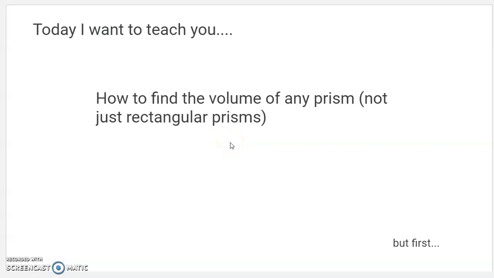What is up, y'all? Today I want to teach you how to find the volume of any prism, not just a rectangular prism. So please make the title on your next math notebook page exactly this. When you have done that, mark that page. Close that notebook, turn on that brain, put away those distractions, and concentrate till we get to we do.